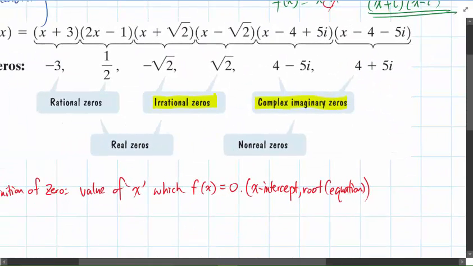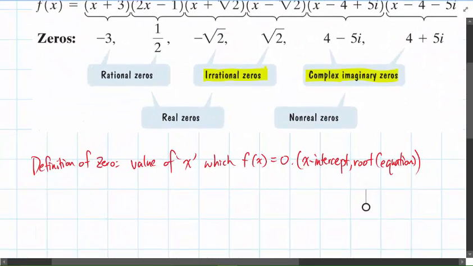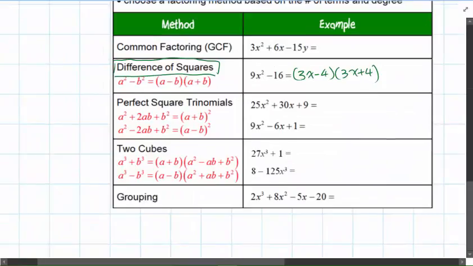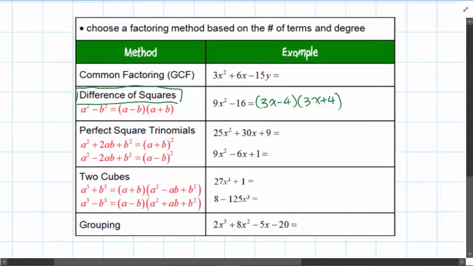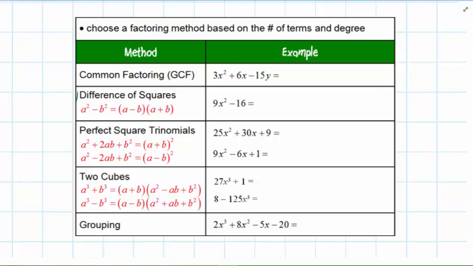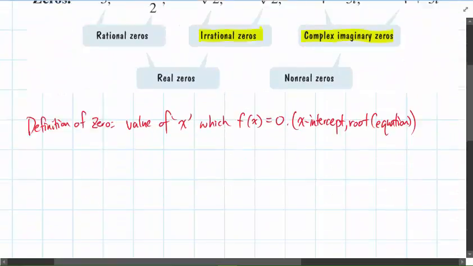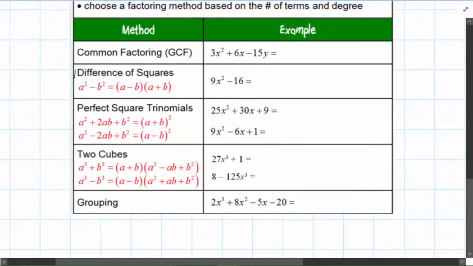And so we've gone over the definition of a zero and the value of x, f of x. So now let's go over factoring. This is the chart. Can we just erase it? So I have to go over factoring before we can actually make it to factoring. So you can just look at this graph.